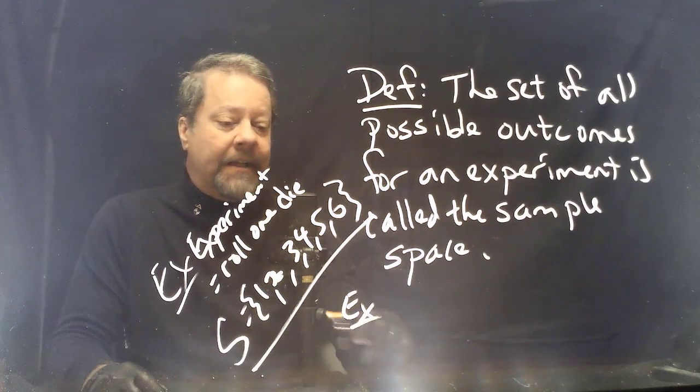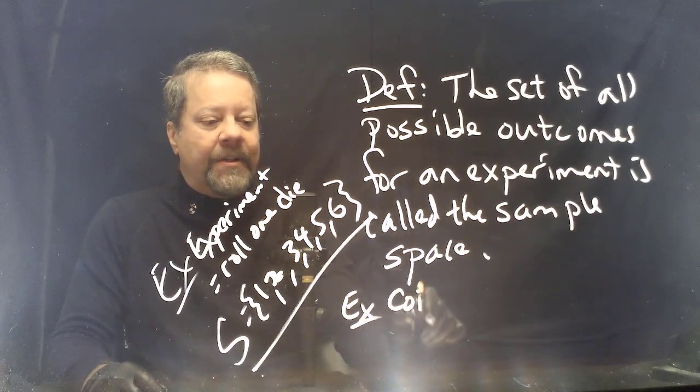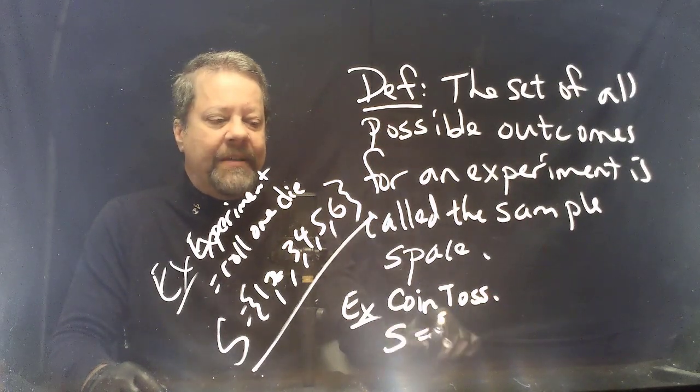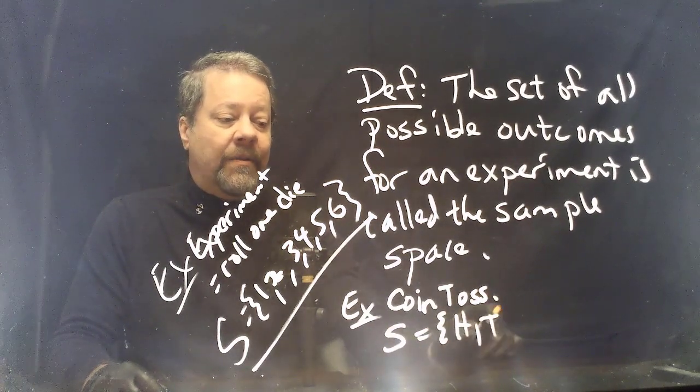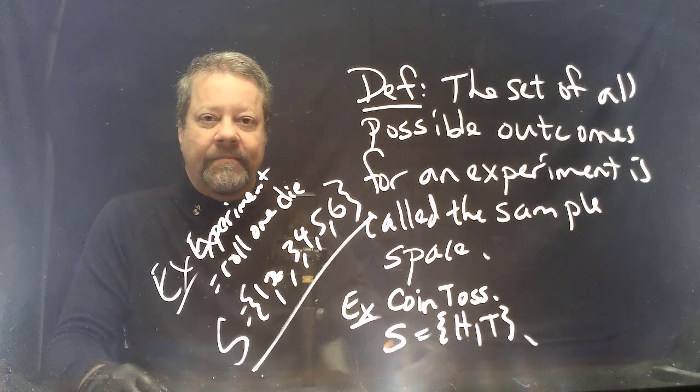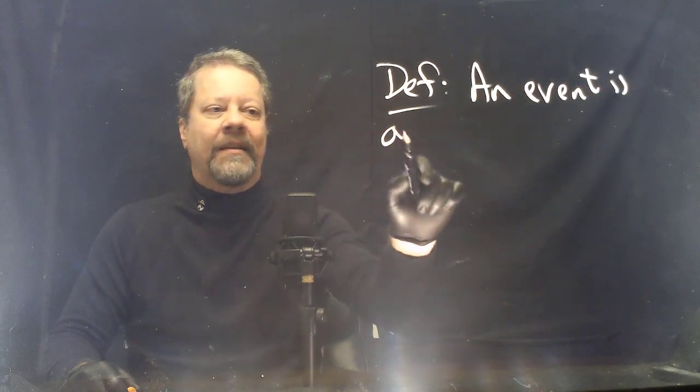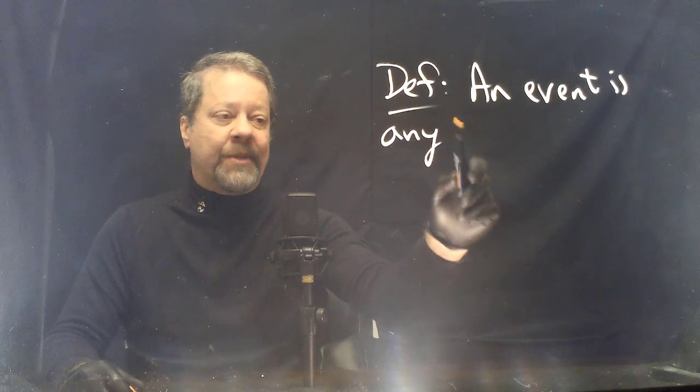In another experiment, suppose our experiment is a coin toss. The sample space is heads or tails. An event is any subset of the sample space.